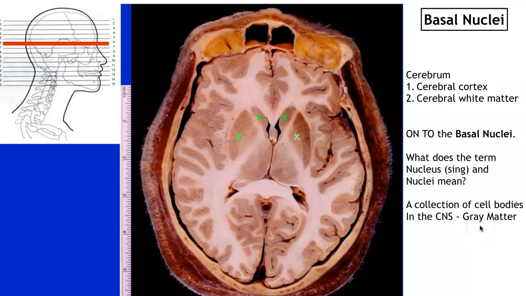This is gray matter. Lots of interneurons in here. Where I have the X's are the basal nuclei. This is the thalamus, not part of the basal nuclei. These are the basal nuclei. And there's actually three of them. I'm not going to have you know those. Just know where they are and that the internal capsule is going through those basal nuclei. What's in the internal capsule? The projection fibers are traveling through that internal capsule. But these are the basal nuclei. A big collection of cell bodies, so they must be important. What do they do?